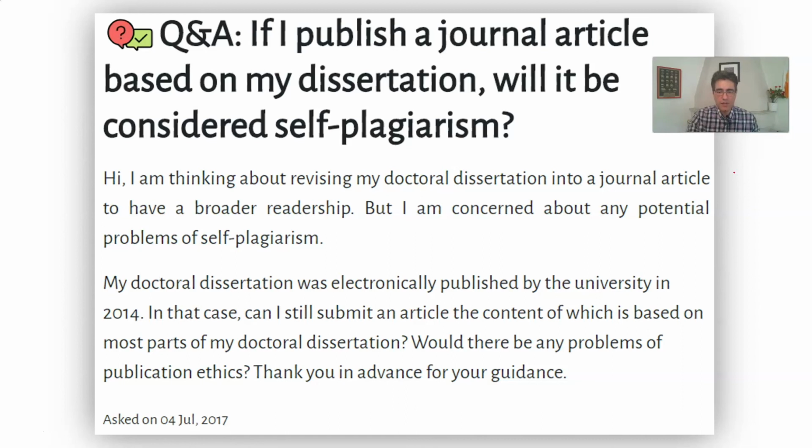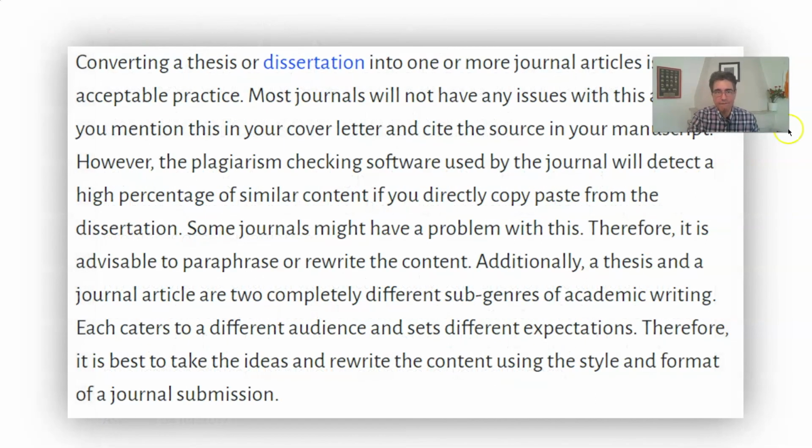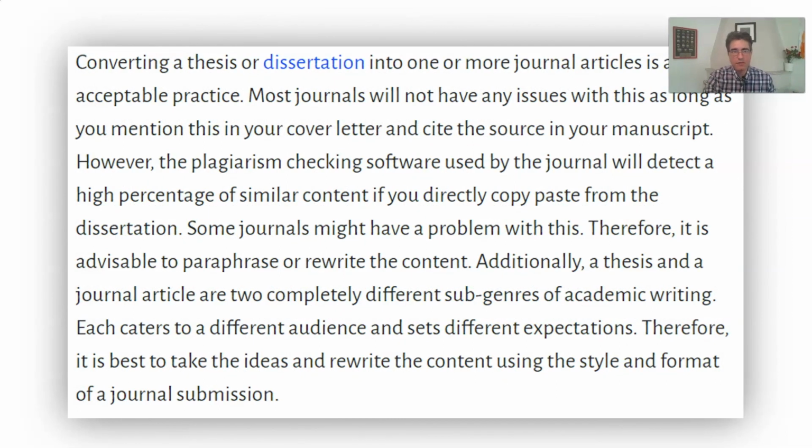And the short answer is you can and you should publish from your doctoral dissertation, but there are ways to do it. So here the answer is: converting a thesis or dissertation into one or more journal articles is an acceptable practice. Most journals will not have any issues with this as long as you mention this in your cover letter and cite the source in your manuscript.